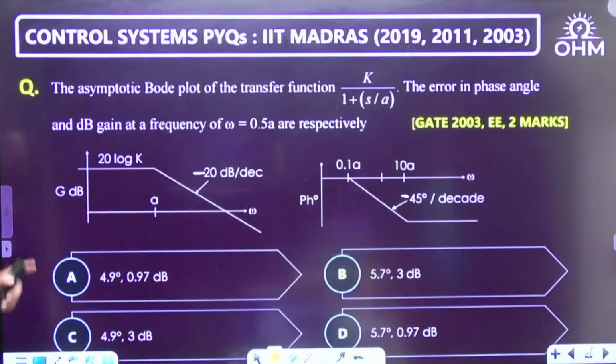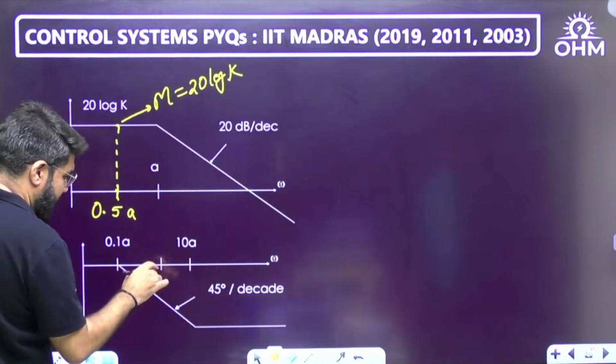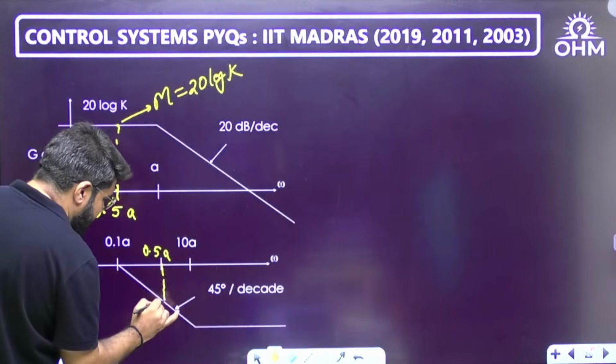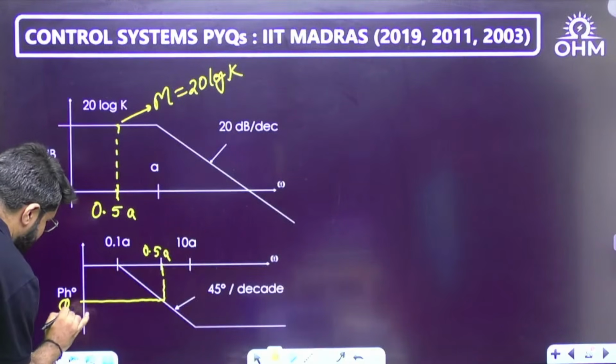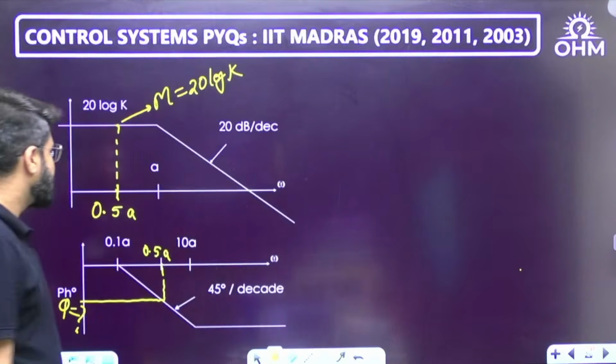Because I want the error in phase angle and the error in magnitude in dB gain. At 0.5a, now here this is 0.1a. Let's say this is 0.5a. I want the phase value here. How much is this phase value? That is what I want. Magnitude was seen at 0.5. Phase I want to calculate at 0.5. Clear everybody? I want to calculate the phase at 0.5. How much will be the phase at 0.5? That is my question.